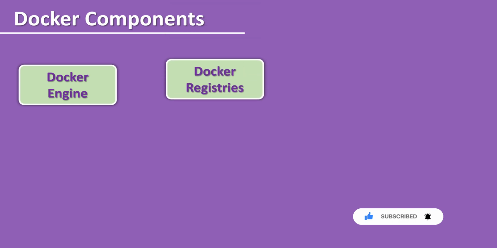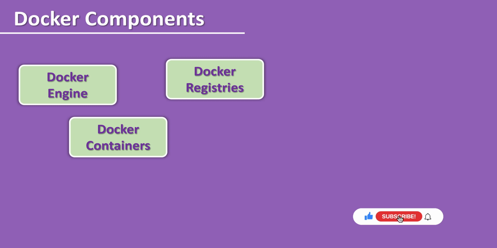Then we have a Docker registry. A Docker registry is more like a repository where you can store your images. A Docker registry can be either private or public. For public, if you are familiar, Docker Hub is the public registry for Docker. By default, it's the public registry that we use, called Docker Hub. And if you are using AWS, then in AWS you can also create a private registry called ECR, Elastic Container Registry.